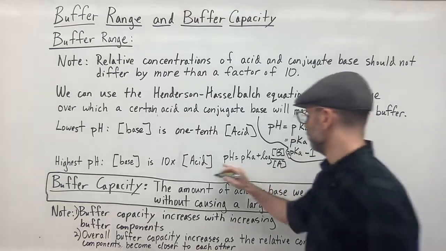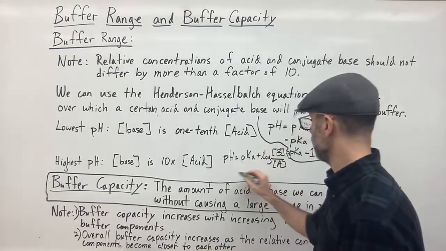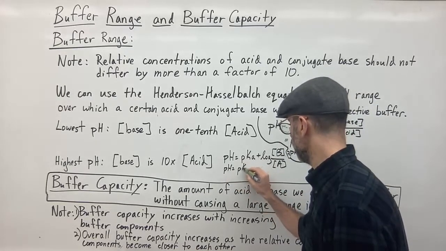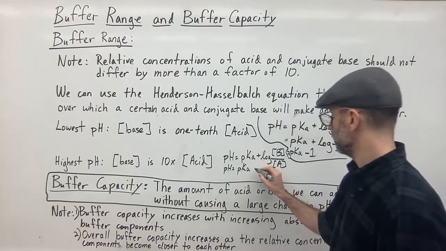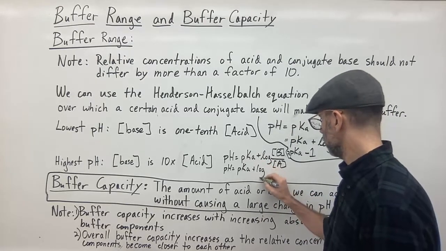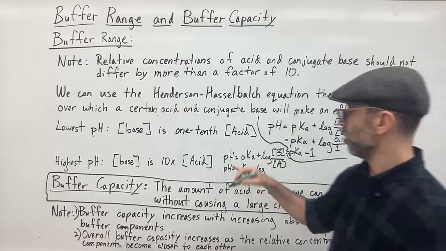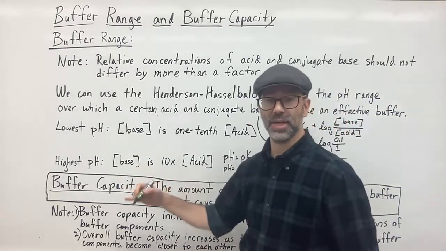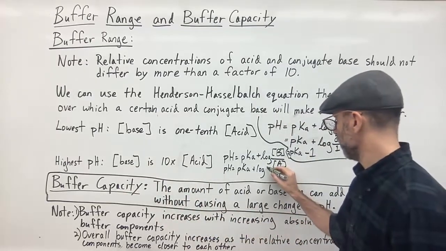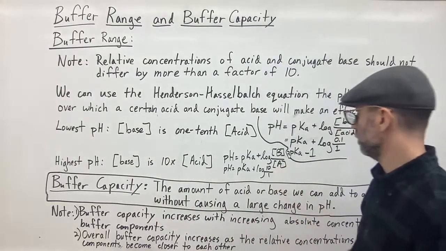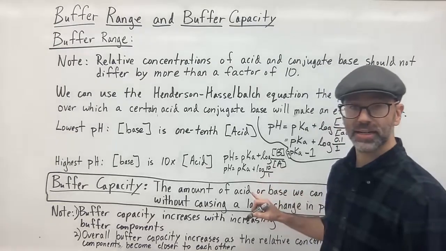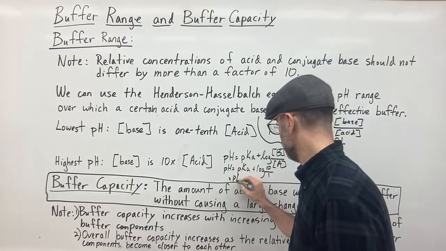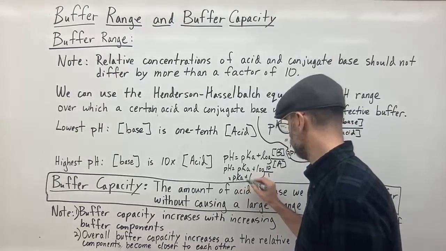So we do the same thing. Here pH is equal to pKa plus the log of the base over the acid. Again, if the acid is 1, then the base is 10 times that, so 10. Here we would have 10 over 1. If we take the log of 10, that's going to be plus 1. So that's going to be equal to the pKa plus 1.